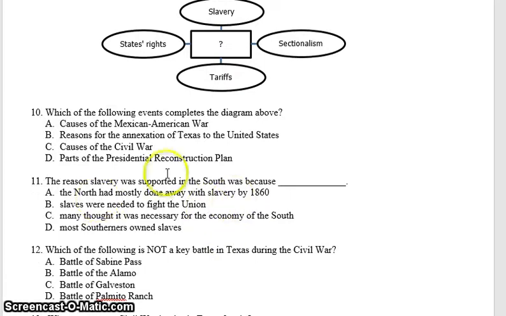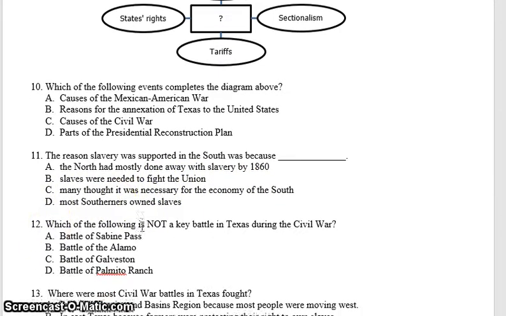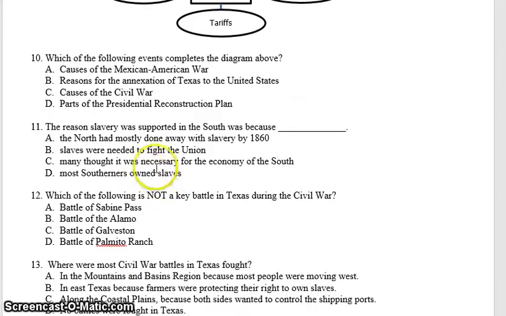11. The reason slavery was supported in the South was because why? A. The North had mostly done away with slavery by 1860. B. Slaves were needed to fight the Union. C. Many thought it was necessary for the economy of the South. Or D. Most Southerners owned slaves. Why was slavery supported by the South?